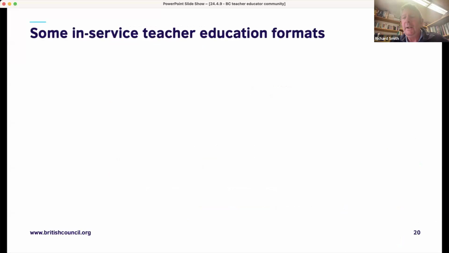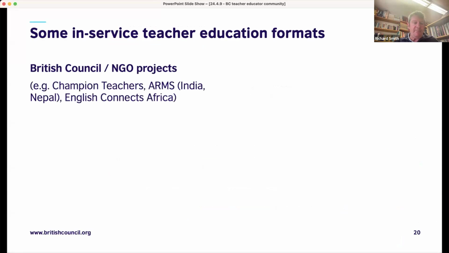Okay. And in-service, I just want to share with you some ways that practitioner research has been introduced to teachers. And you can see that in the list that some of these are represented in the books that you can see there. I acknowledge the British Council's great support for practitioner research over the last 10 years. The Champion Teachers Project in Latin America has given rise to some of those books that you can see.